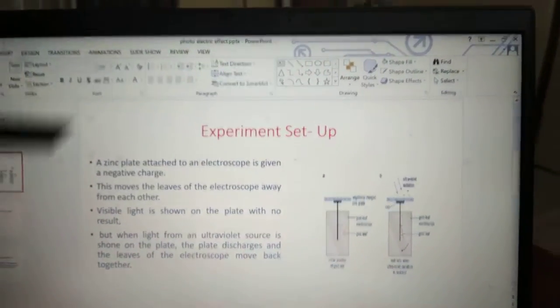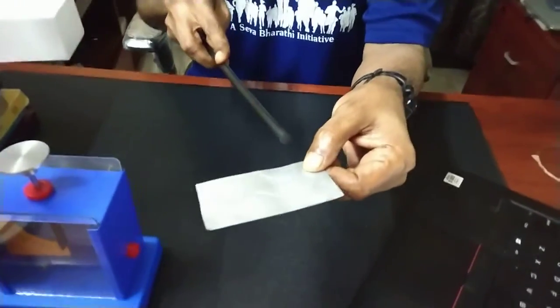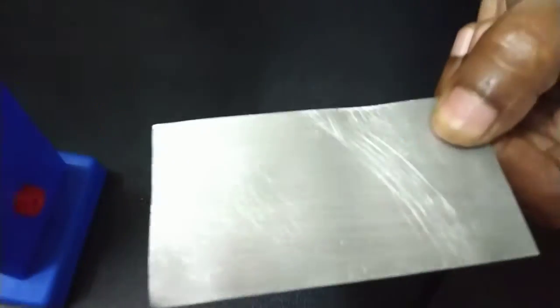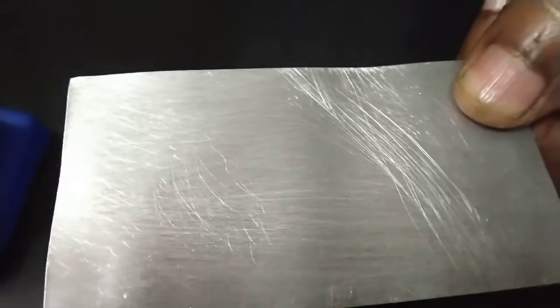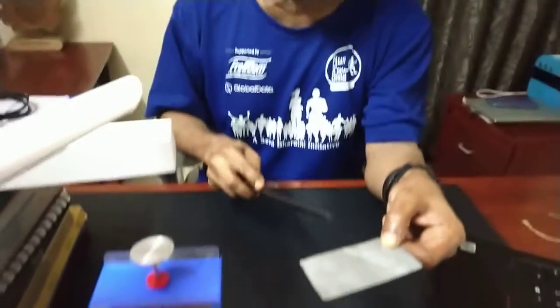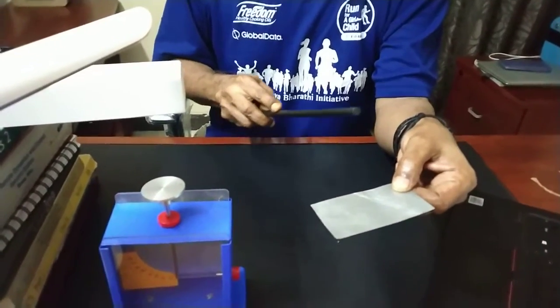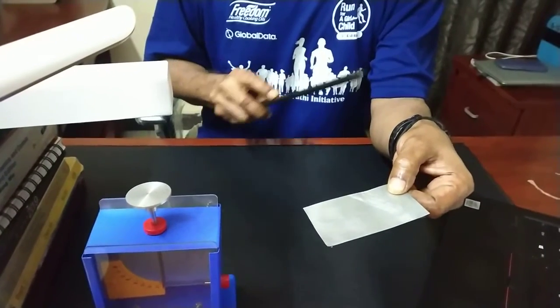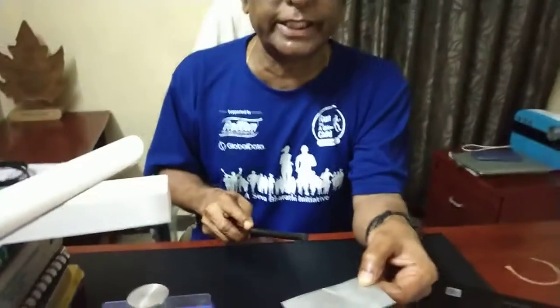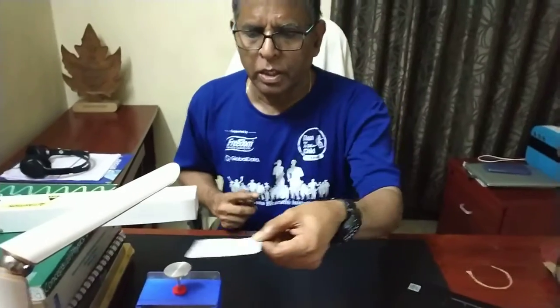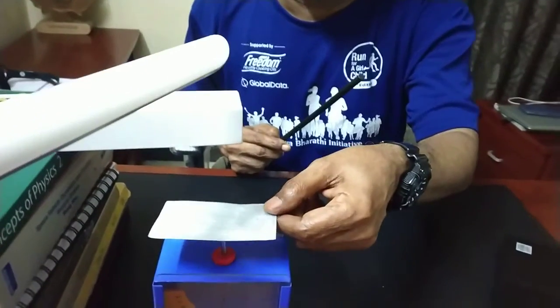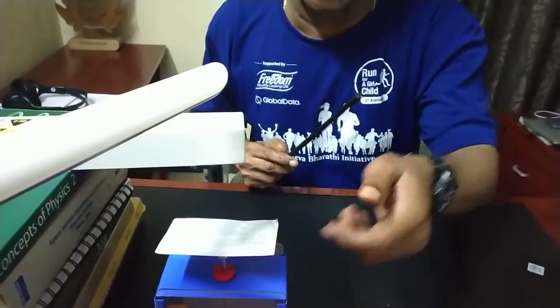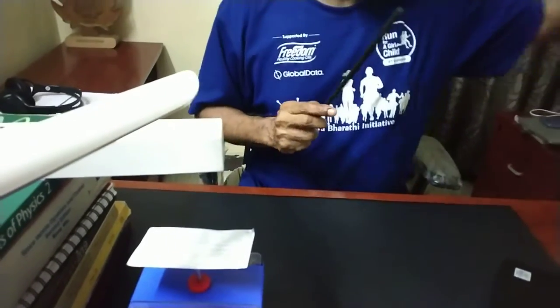So what I have now is the zinc plate. The zinc plate should be shining. If the zinc plate is not shining, you'll find that the effect will not take place. And the zinc plate has to be negatively charged. If you charge this with a positive charge, this demonstration will not take place, because for the electrons to be ejected, this has to be a negative charge.